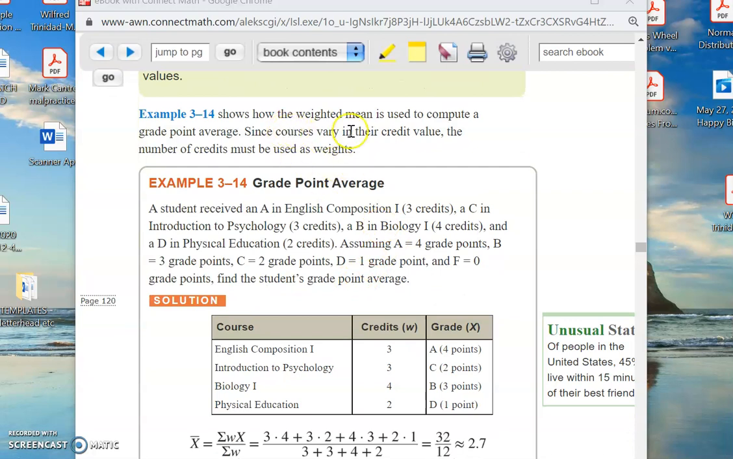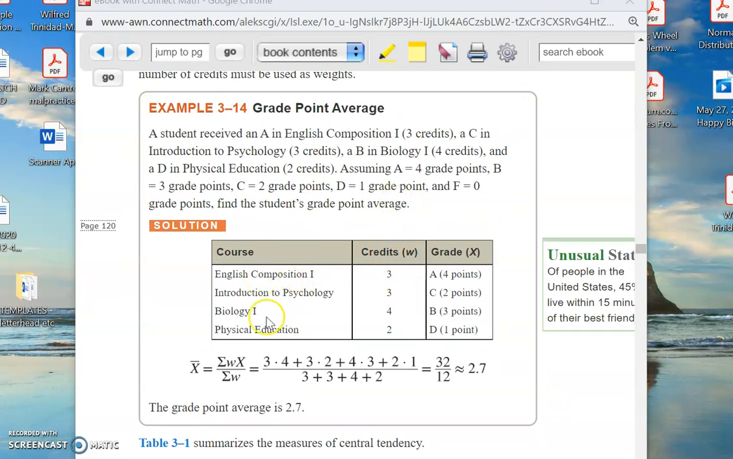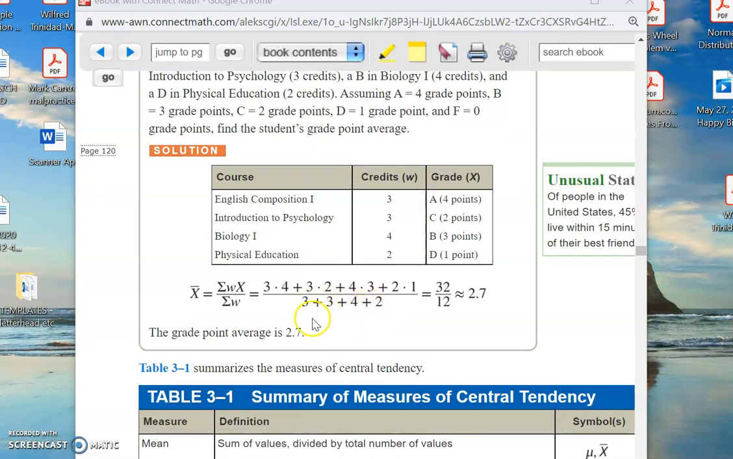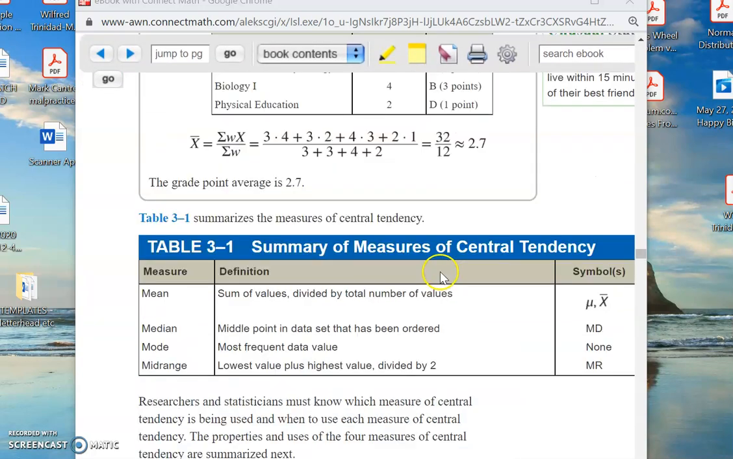So let's take a look at an example here. Weighted mean for a grade point average. The courses vary in their credit value, so the number of credits will be used as a weight. Here's this kid that has a grade. This one has credits of 3, credits of 3, credits of 4, credits of 2. So you crank out the numbers, you multiply by the weights, and on the bottom you have the total number of credits. That gives you what you divide by, so the grade point average is 2.7. Okay. So I hope that's clear.